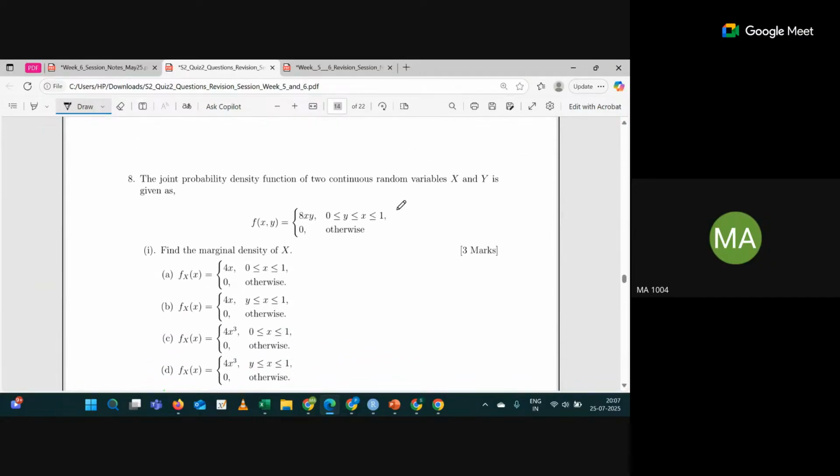Okay, you have 5 minutes to solve this. So just keep this thing in your mind. You can take 4 to 5 minutes, not a problem at all. But solve this and let me know what is the marginal density.